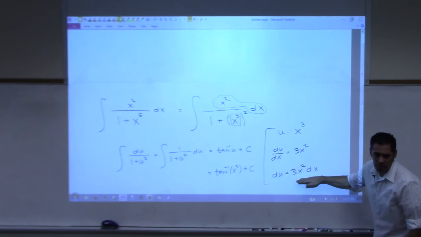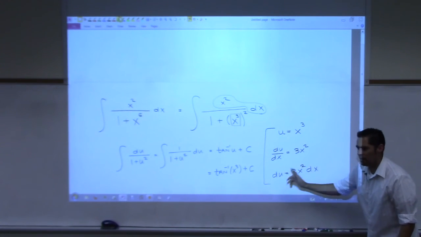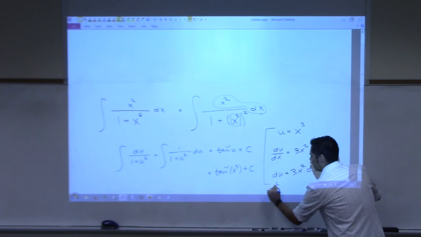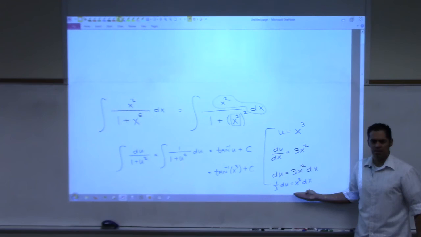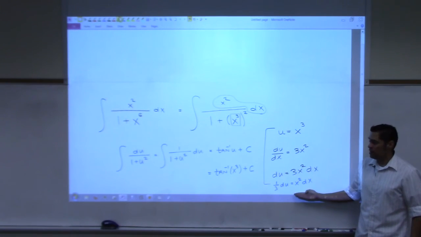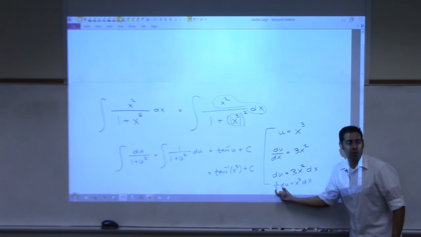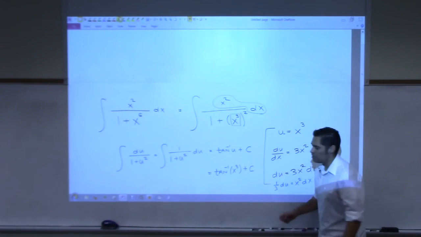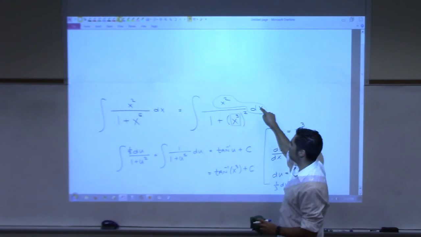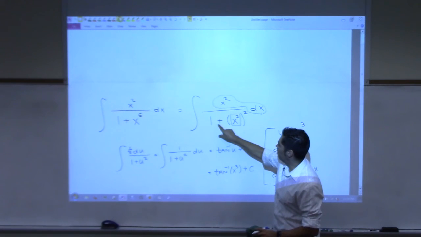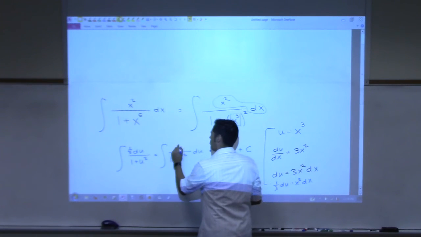So take this little equation right here and divide both sides by 3, or scale by 1/3. So what if I put 1/3 du equals x squared dx? Do you agree that that's still the same thing? So now I'm going to replace x squared dx with what? 1/3 du instead of just du. So my new integral over here would become 1/3 du over 1 plus u squared. And then what would happen here?